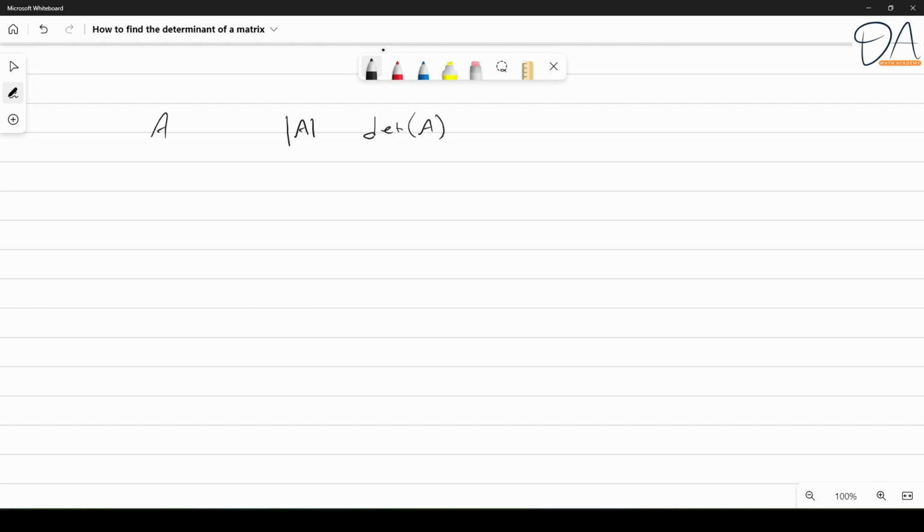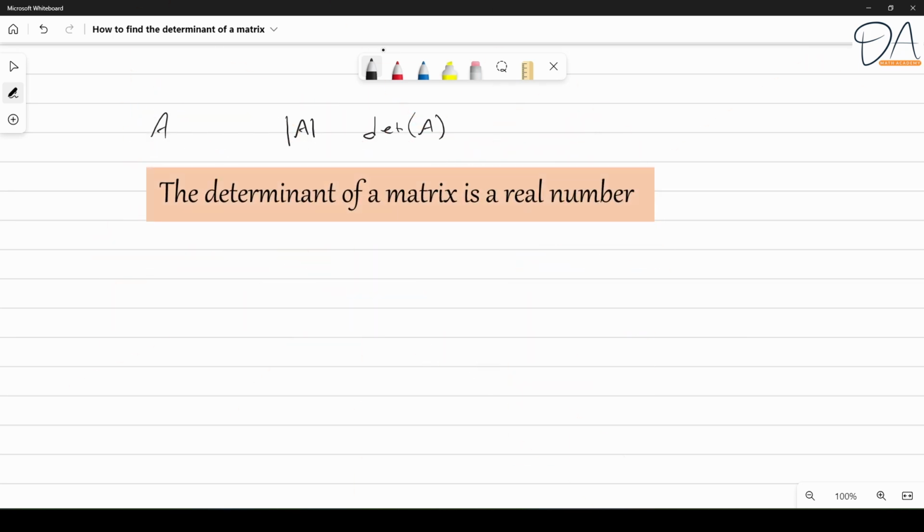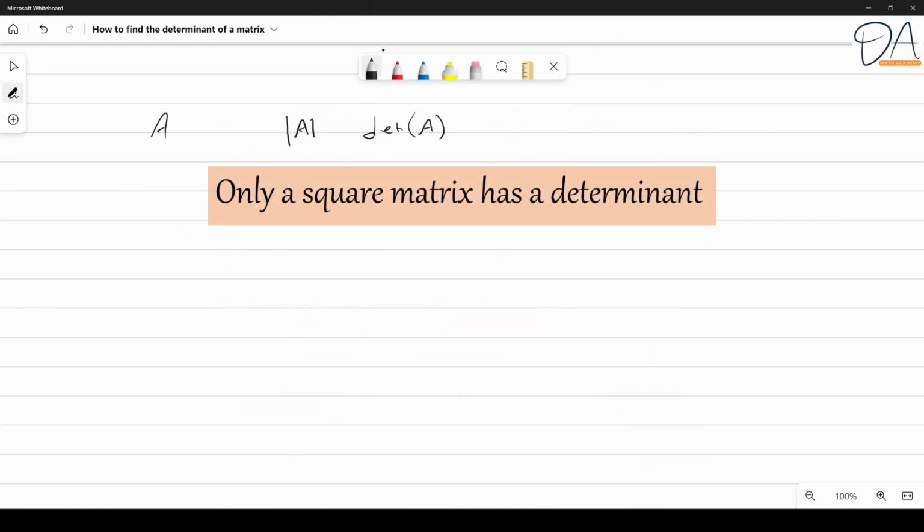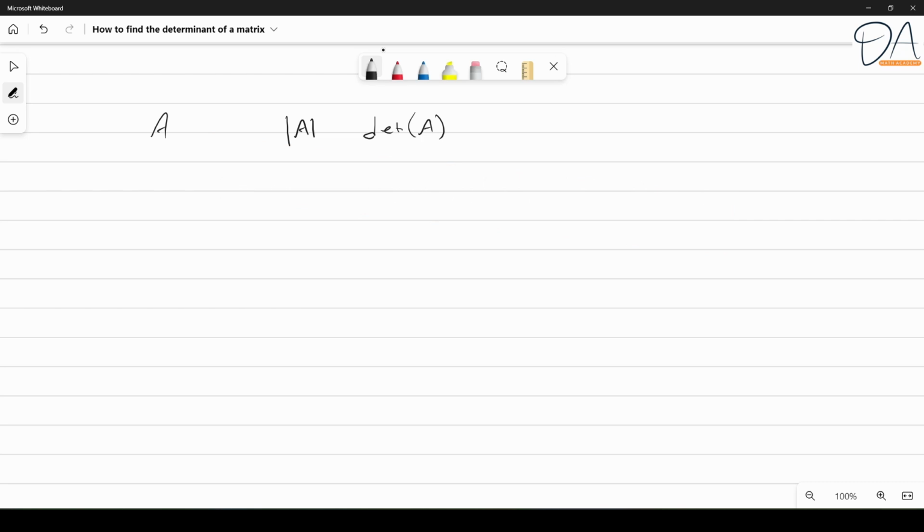Before going into the calculation, two key points about the determinant. First, the determinant of a matrix is a real number. And the other thing is that the determinant is only defined for square matrices. So for a matrix 2 by 2, 3 by 3, 4 by 4, but it's not defined for a matrix like 4 by 5. Now let's go to the calculation.